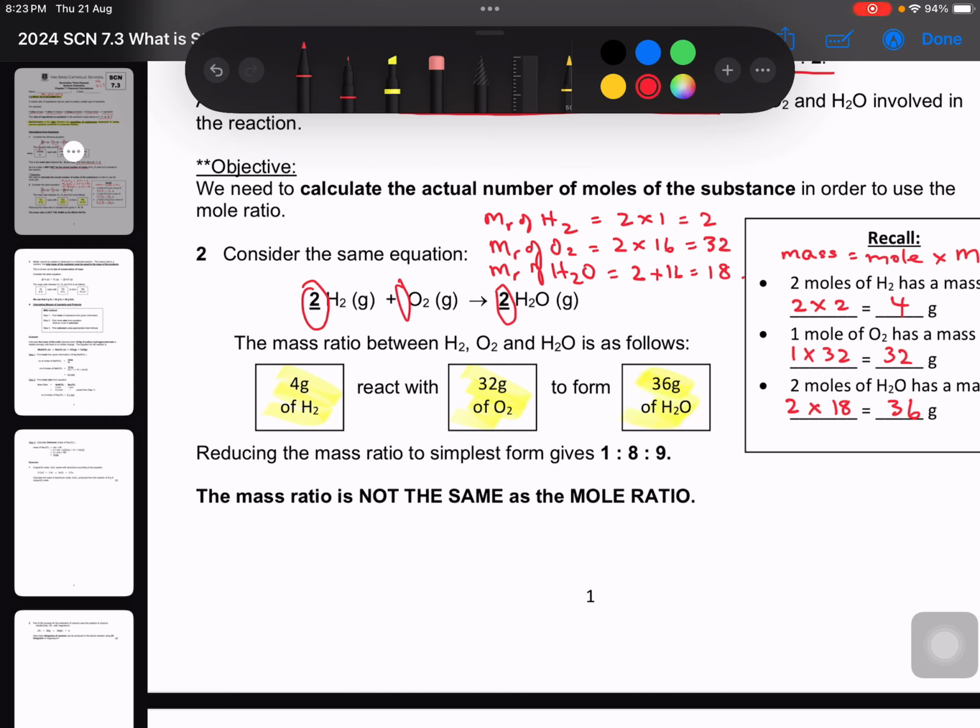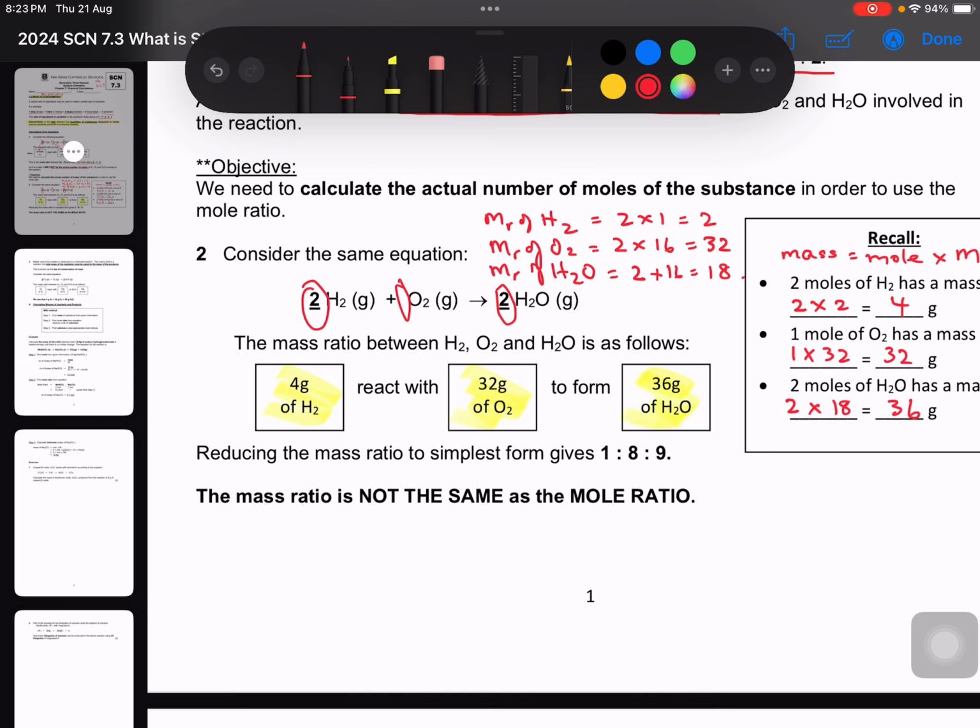Mole equals mass over Mr. Mole equals volume of gas over 24 dm cubed. Mole equals number of particles over 6.02, I always forget, 6.02 times 10 to the power 23. And then mole equals concentration times volume of solution.